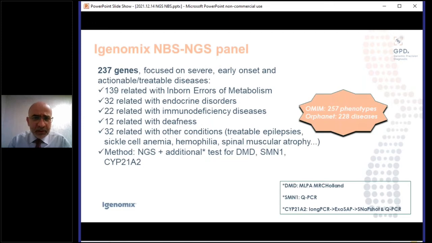I will talk a little about what we do at Igenomix. We have a panel of 237 genes, and we focus on severity and early onset, and of course treatable or actionable diseases. Most of these diseases, as expected, are inborn errors of metabolism, but we also include endocrine disorders, immunodeficiency disorders, deafness, and others. In these others, we have some hematological disorders, of course spinal muscular atrophy, and others. Besides NGS methodology, we do some additional methods for particular genes, like for Duchenne muscular dystrophy, spinal muscular atrophy, and congenital adrenal hyperplasia. We do additional methods to improve the detection rate and make the process more accurate.